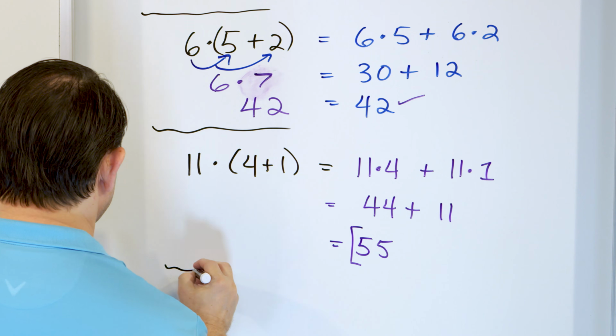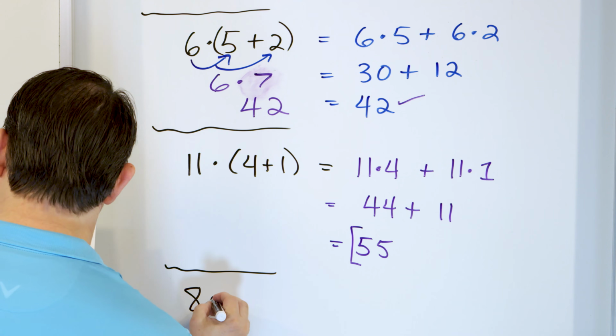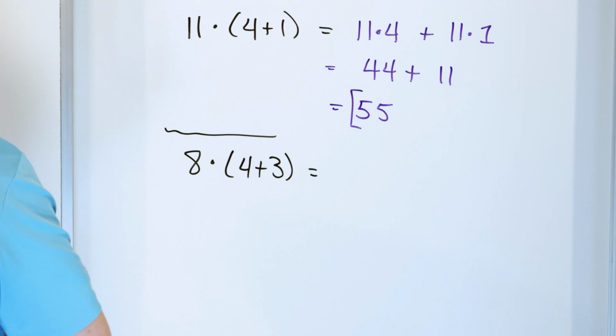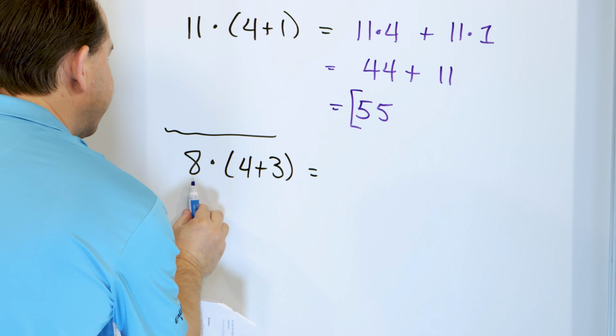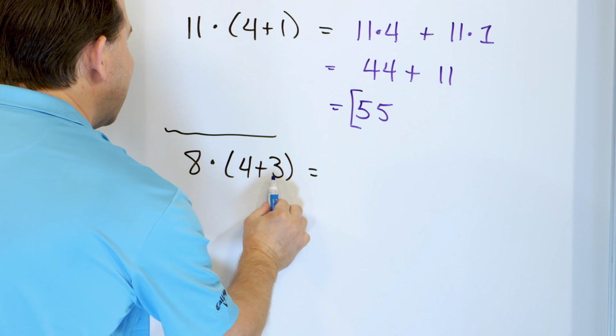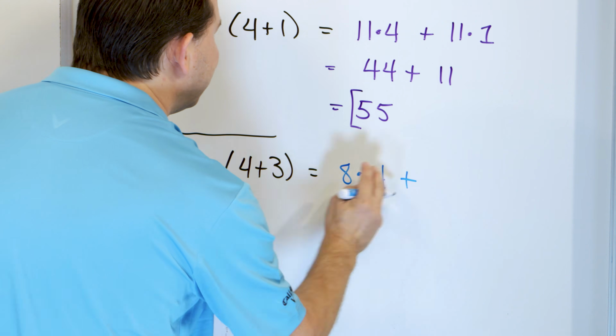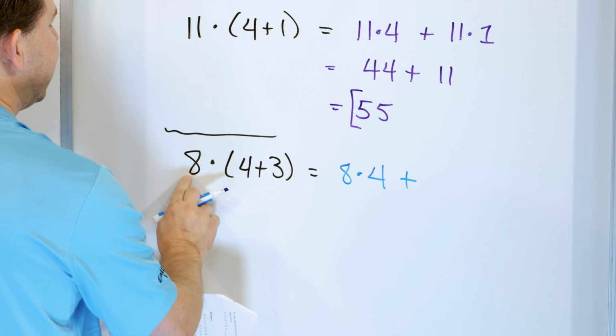All right, just a few more. Let's take a look at 8 times (4 plus 3). Well, the 8 gets distributed in times the 4 and then times the 3. So the 8 times the 4 would be written right here. The plus sign comes because this is a plus sign, and then 8 times 3.